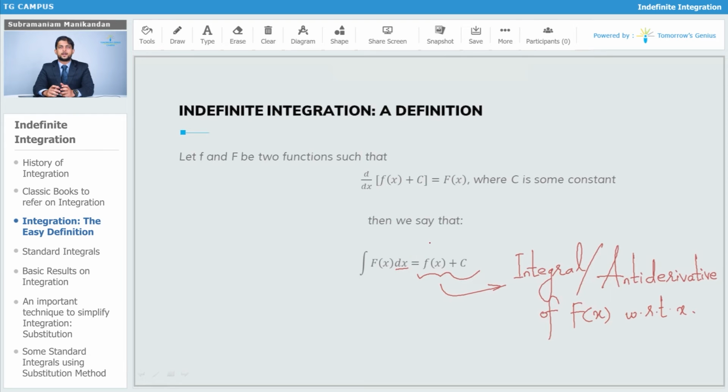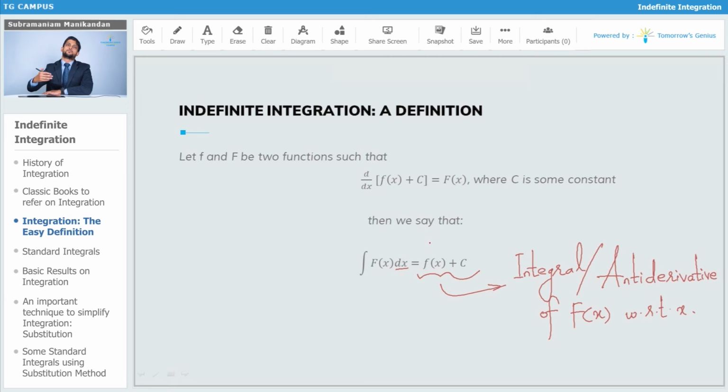So from this definition, you can see that when a function is differentiated and then integrated again, you get back the same function. Suppose the function small f(x) plus c was differentiated and you got capital F(x). Capital F(x) was integrated and you got back small f(x) plus c. So this c is the constant of integration.